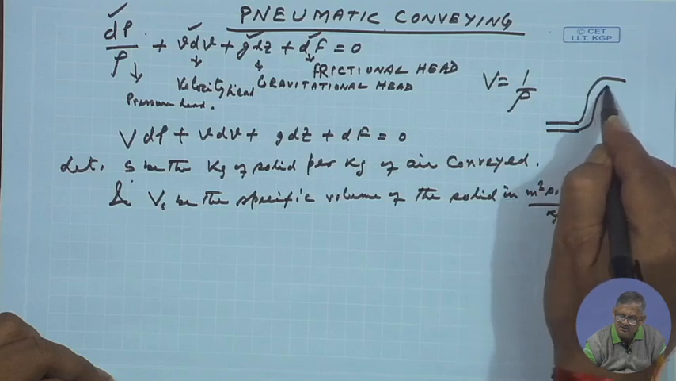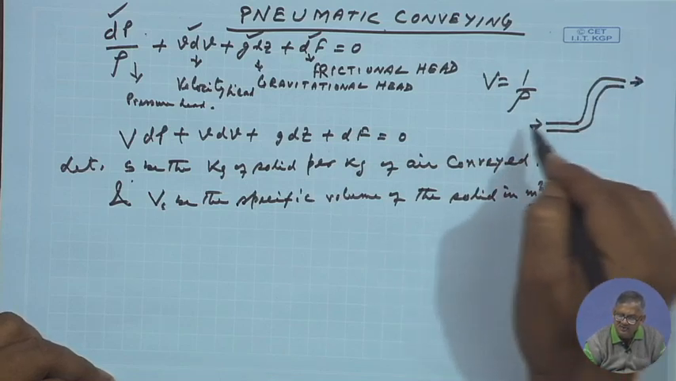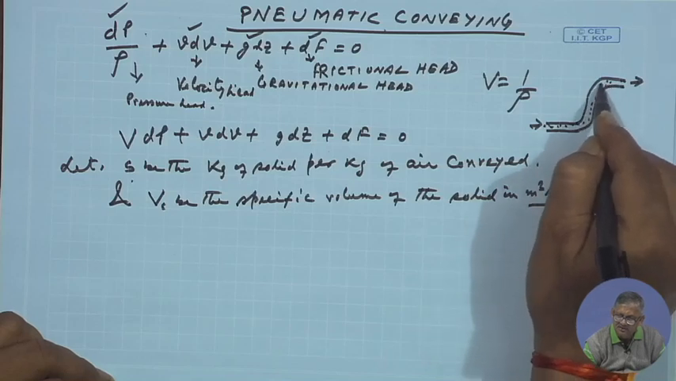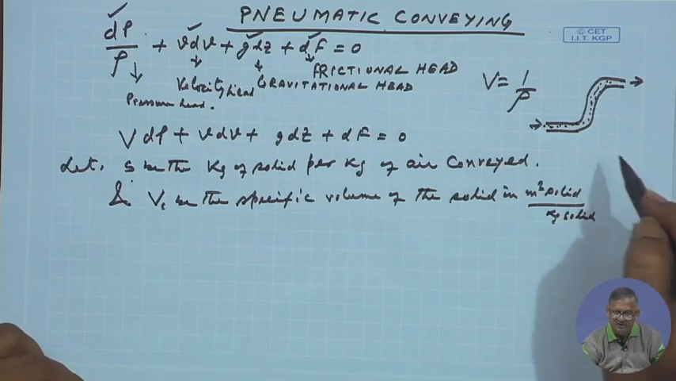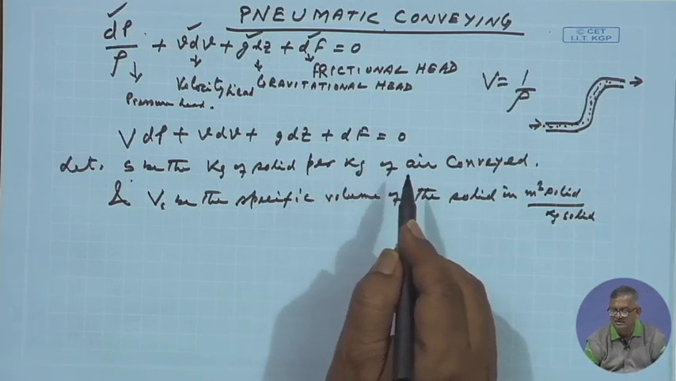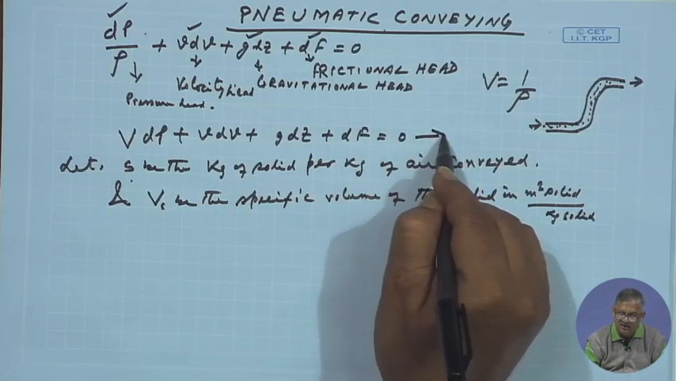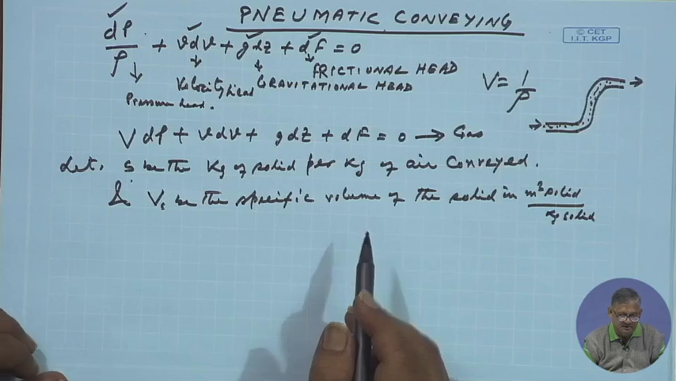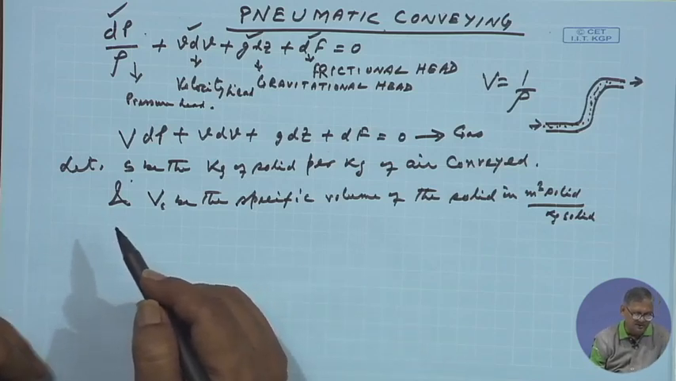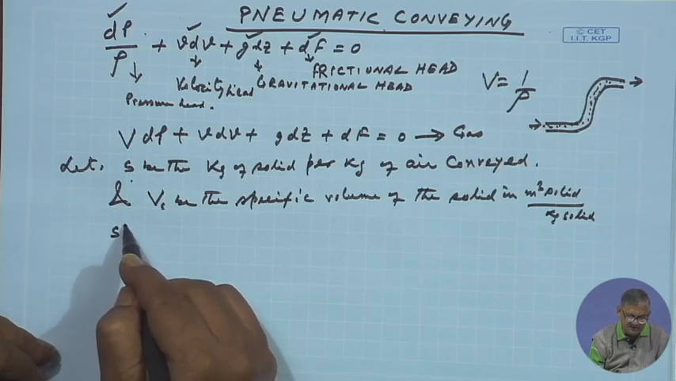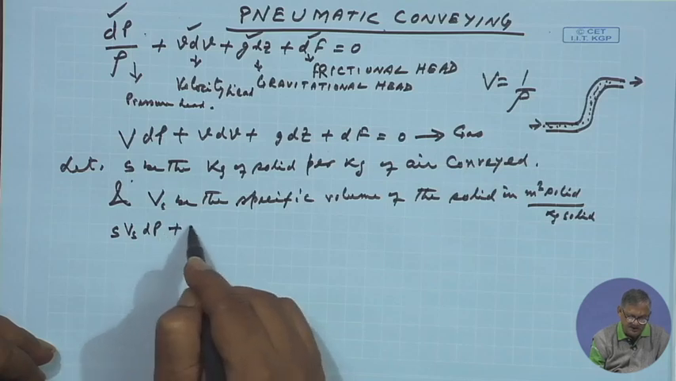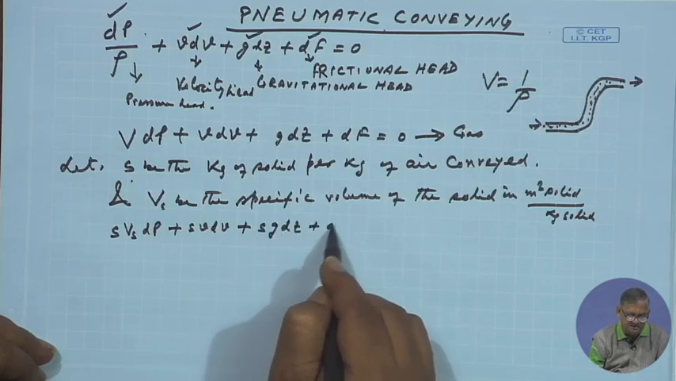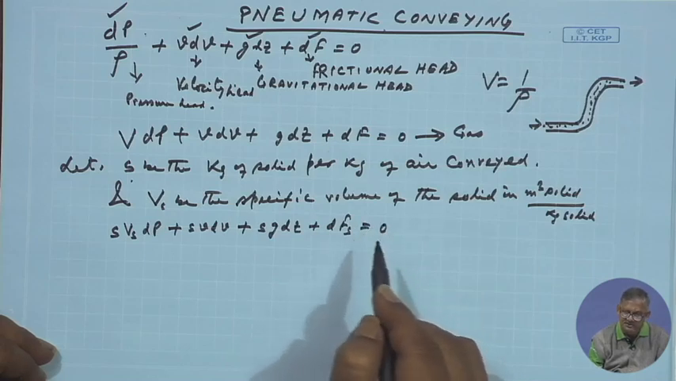place it is pneumatically being conveyed, right. So, when it is being pneumatically conveyed along with the air, these solid particles are being conveyed along with the air. So, when it is happening like that, can we assume that the energy equation which is being applied for the gas can also be applied for the solid? If we assume that, then we can say that S into Vs dP plus S VdV plus S GdZ plus d of Fs equals to 0, right.